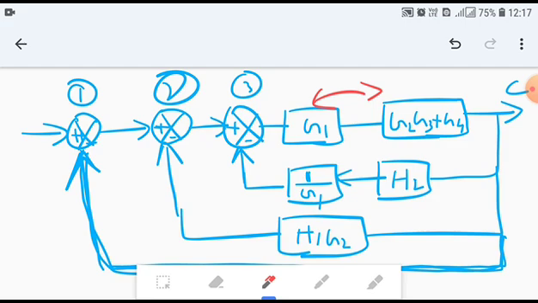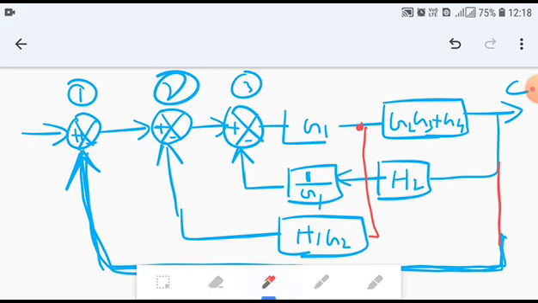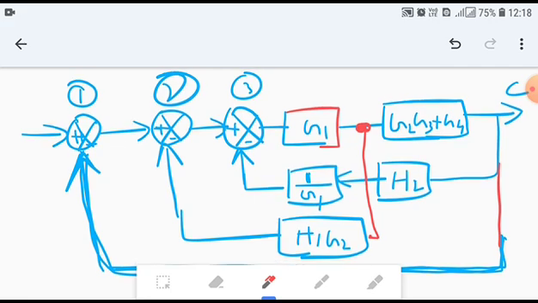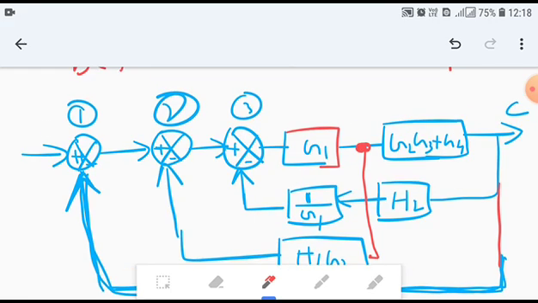Here we have a small correction, that this H1 G2 is coming between G1 and G2 G3. So these are in series if this takeoff point is not there, but here we have the takeoff point. So between G1 and G2 G3 plus G4 we have this takeoff point which is connected to H1 G2. Okay, this is after shifting the summing point.